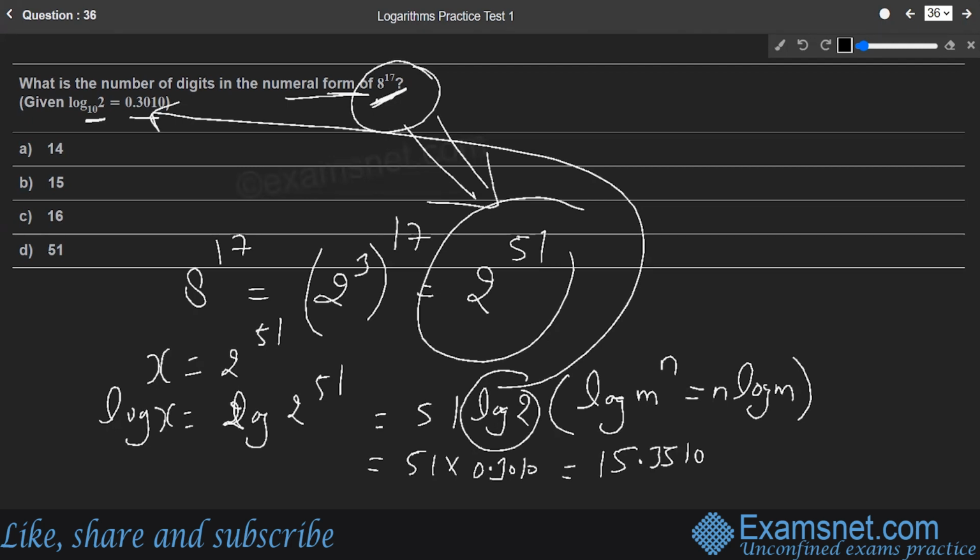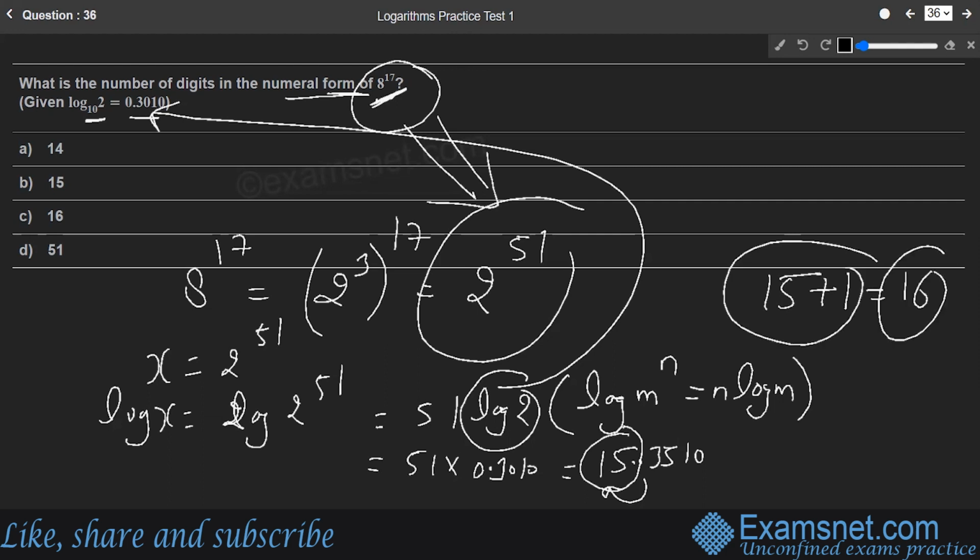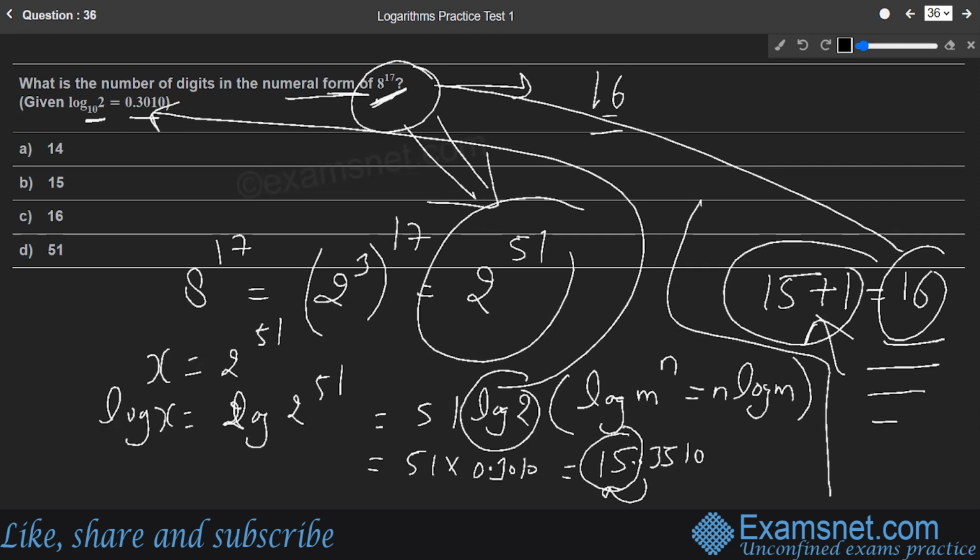Now, we are supposed to find out the number of digits. For that, we just need the number on the left side of the decimal point, that is 15. Okay. And what do we do with that 15? We add 1 to it, which gives us 16. So the total number of digits in 8 to the power 17 is nothing but 16 itself. What did we do? Whatever is the number present on the left hand side of the decimal point, that is 15, and we added 1 to it. Always this has to be done. Whatever is the number present on the left hand side, just add 1 to it, and whatever number appears, that is the number of digits in the final answer. So that is 16. Option C is right.